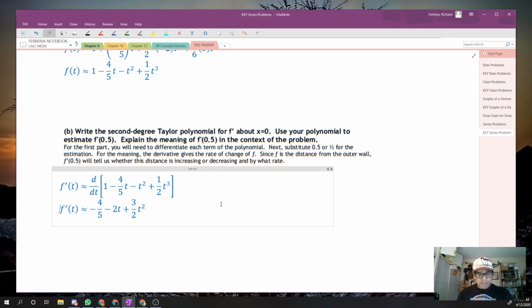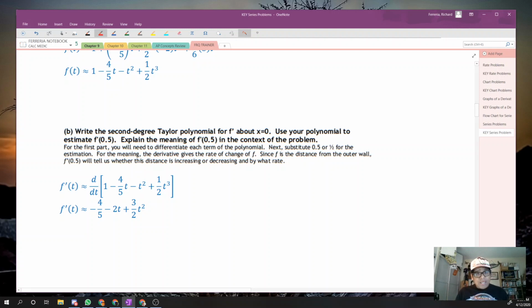And there's nothing exotic about this. Notice the first term, the derivative of 1 is 0, so there's no need to write that. The derivative of 1 is 0, so we didn't write that. The derivative of negative 4/5 t is just negative 4/5. But yeah, there's nothing exotic about this problem at all, really. It's just a derivative of a polynomial.